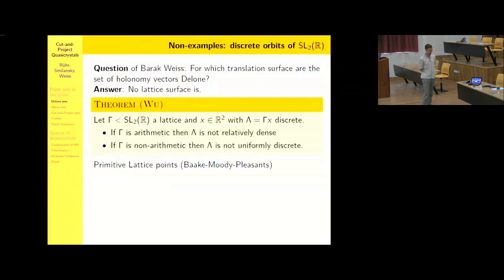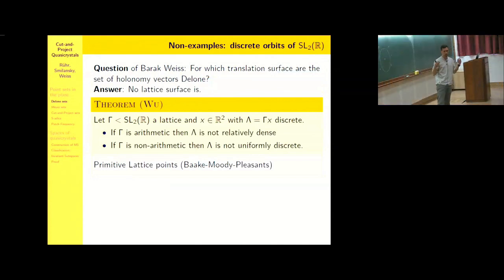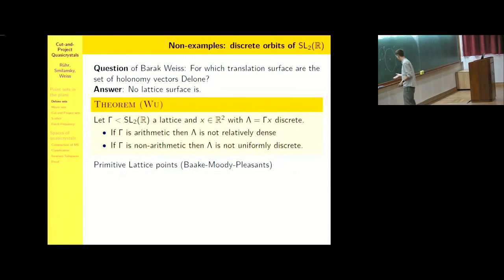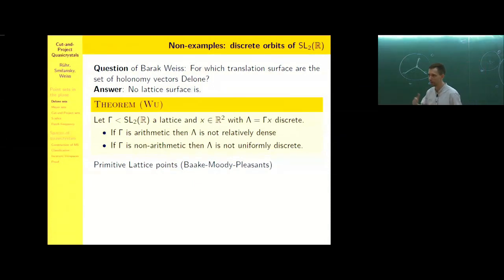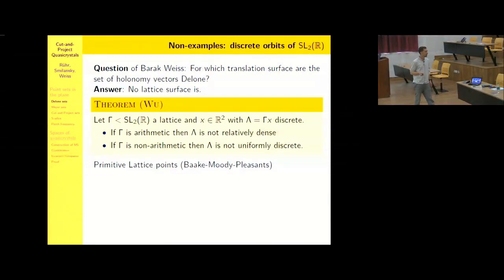Then Weiss asked the question: if you look at the holonomy vectors of the saddle connections of translation surfaces, these are particular points in the plane, and he asked when are those Delone. There's some answer for particular lattice surfaces. Instead of defining what a lattice surface is, I'll just rephrase it.